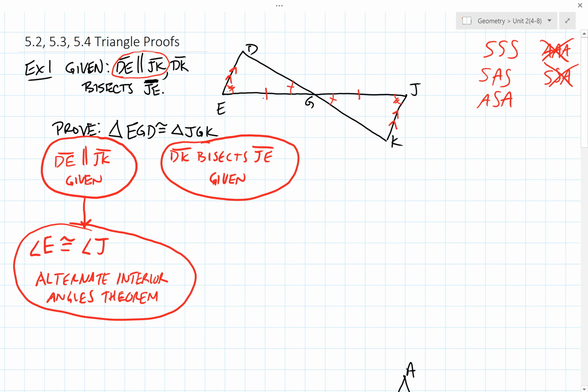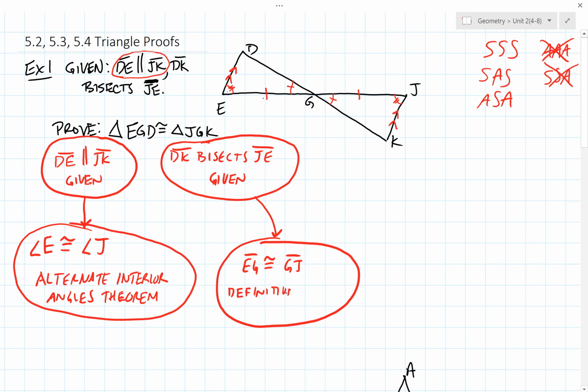Okay, now this information about DK bisecting JE, that led us to some information. What did that information lead us to? Something that we marked on the diagram. Yusuf? Line EG and line GJ are congruent. Okay, good. Segment EG is congruent to GJ. That's what we marked on the diagram. And how do we know that? That's the definition of a bisector. Definition of a segment bisector.